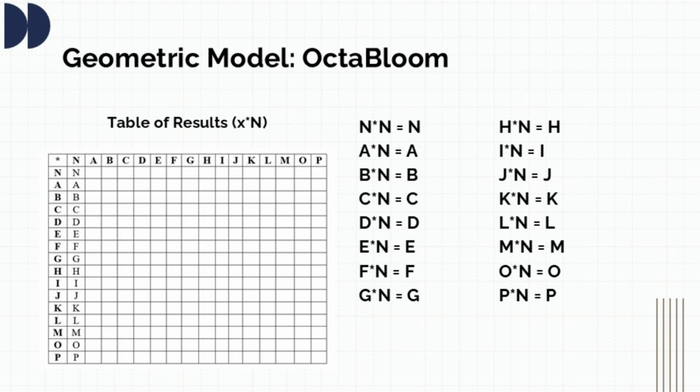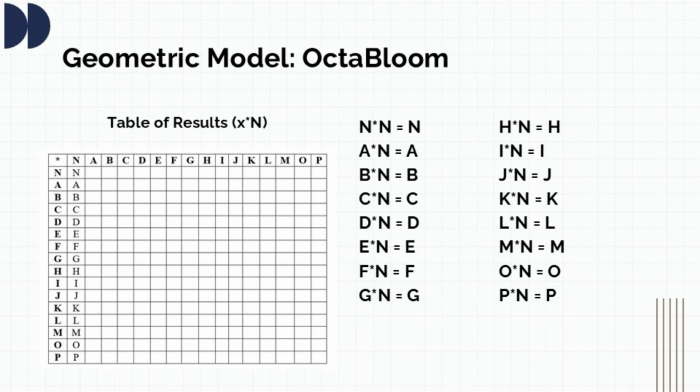Now, if we operate L star n, we'll get L because first we will flip the flower and rotate it 180 degrees clockwise and then we will do nothing, which results in L. Now, if we operate M star n, we'll get M because first we will flip the flower and rotate it 225 degrees clockwise and then we will do nothing, which results in M.